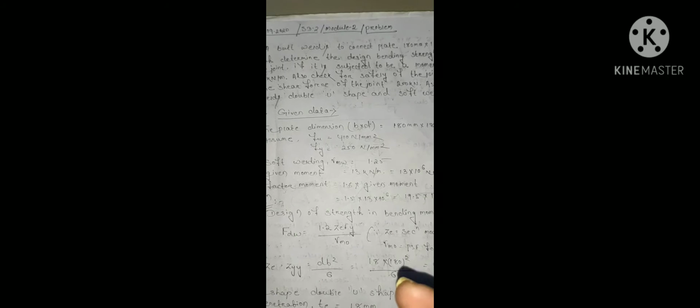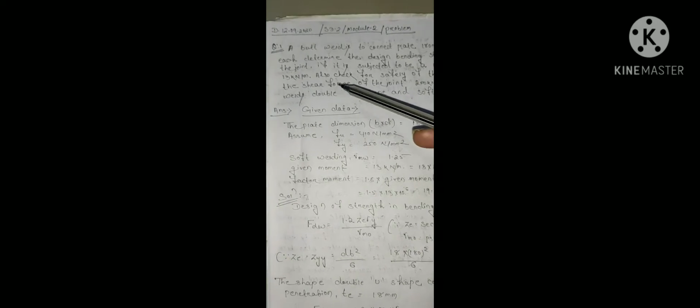So today's question is of a butt welded joint connecting plate elements. Both are two plate connected elements, 180 mm into 18 mm. Determine the design bending strength of the joint if it is subjected to a moment of 13 kilonewton meter. Also check the safety of the joint for the shear force given in this problem, and assume the weld is a double U shape only.